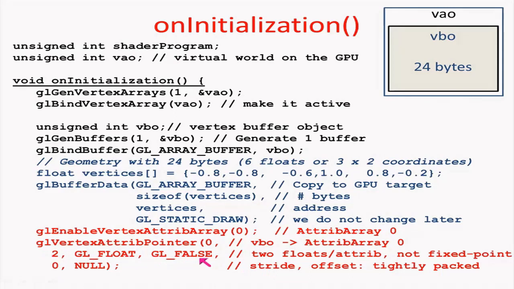The last 2 parameters tell the GPU how many bytes should be stepped from one vertex to the other. If it's 0, data in the array is tightly packed. Stride and offset parameters in the last row are essential if interleaved VBOs are used.